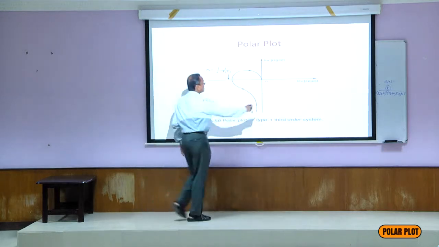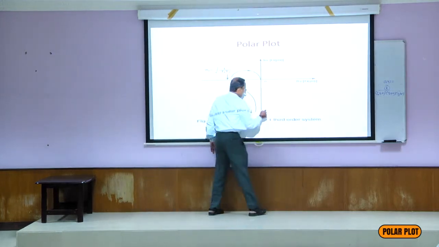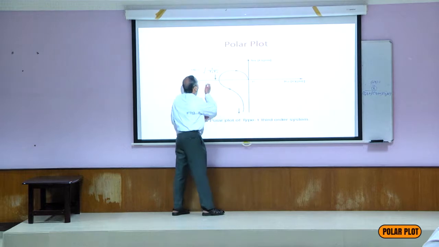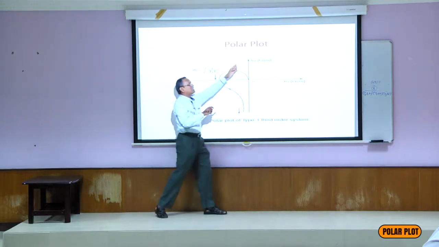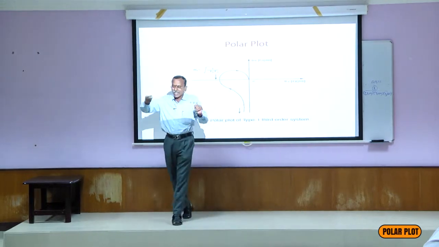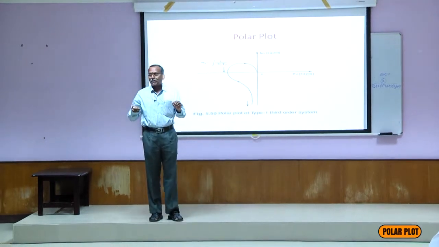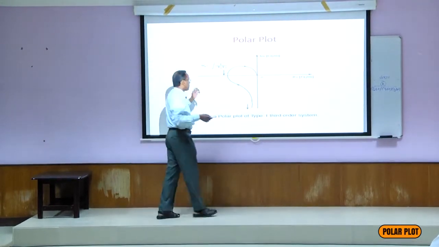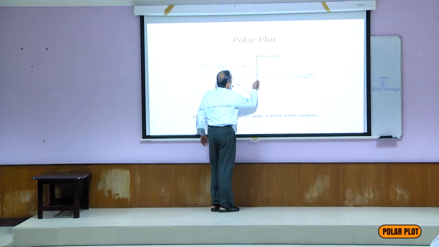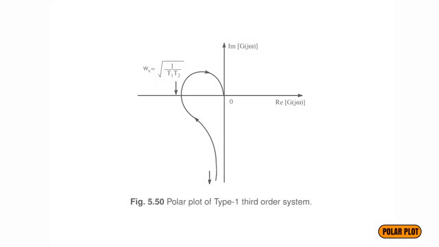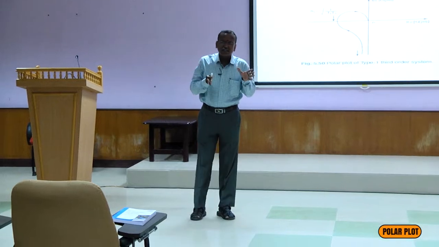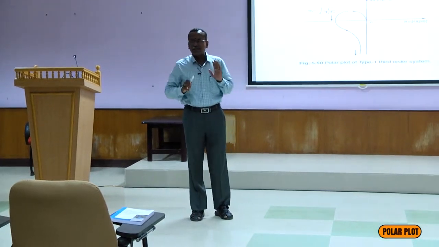So type 0 means starts here. Type 1 means starts here. Definitely type 2 means it will start here. Type 3 means starts here. So the starting point is based on the type number. Ending point is, if it is first order, ends here. Second order, ends here. Third order ends here. Fourth order ends here, like that. So if the numerator polynomial is absent, by using this thumb rule we can draw the rough diagram.